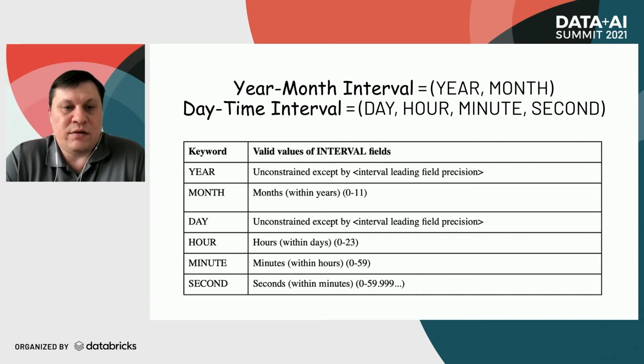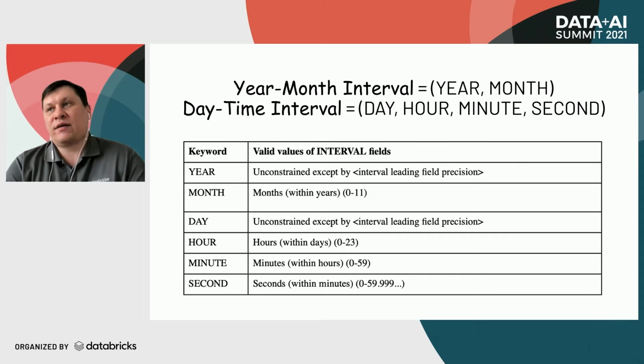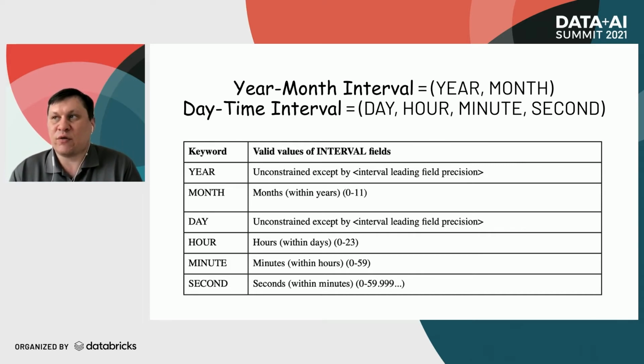Daytime intervals are a combination of day, hour, minute, and second, where second can have a fraction. The standard doesn't actually predefine the precision. Because Spark supports timestamps with a precision of microseconds, we decided to support daytime intervals with a precision of microseconds by default as well.